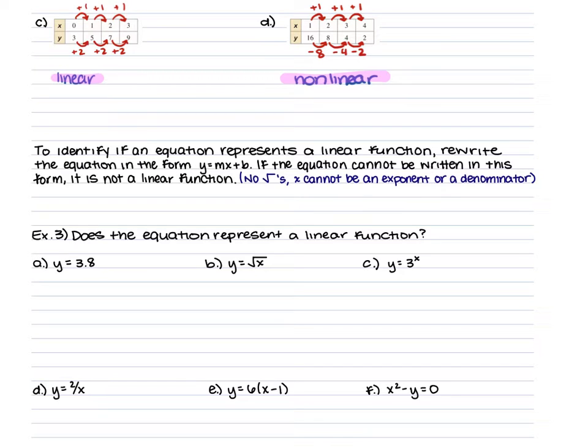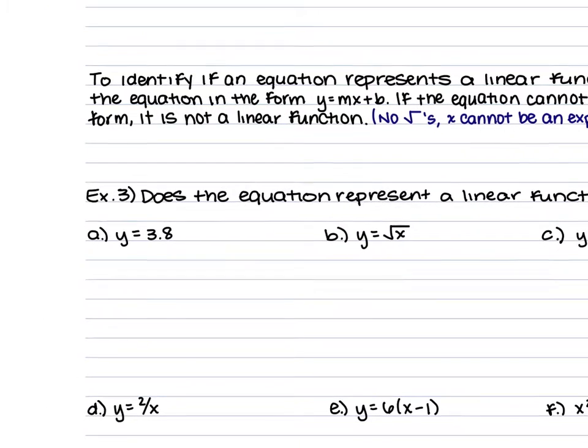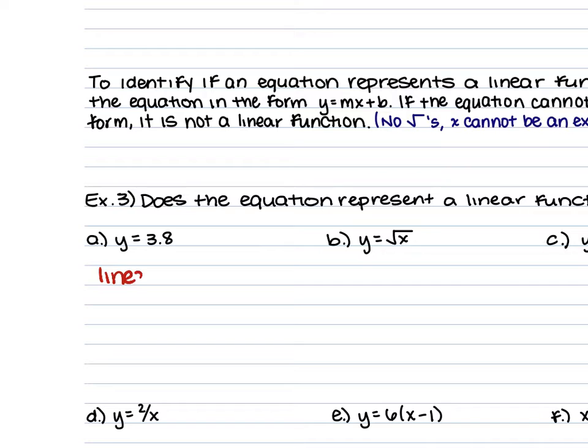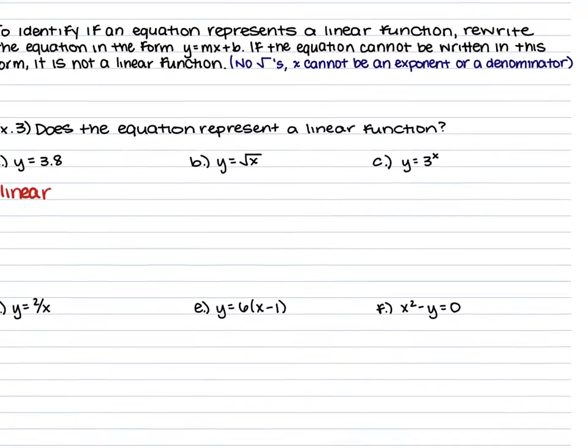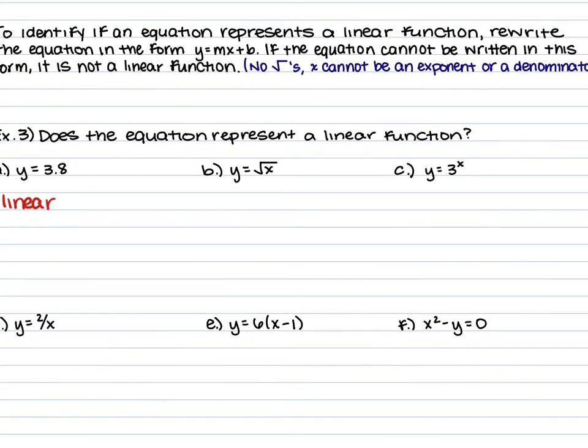So for example A, we have y is equal to 3.8. We don't have an x here, but that's okay, because this is just a straight line that goes through y at 3.8. So this one is linear. For B, we have y is equal to the square root of x. Well, we can't have the square root of anything in a linear function, so this one is non-linear. For C, we have y is equal to 3 to the power of x. Because that x is the power, this one is non-linear as well.